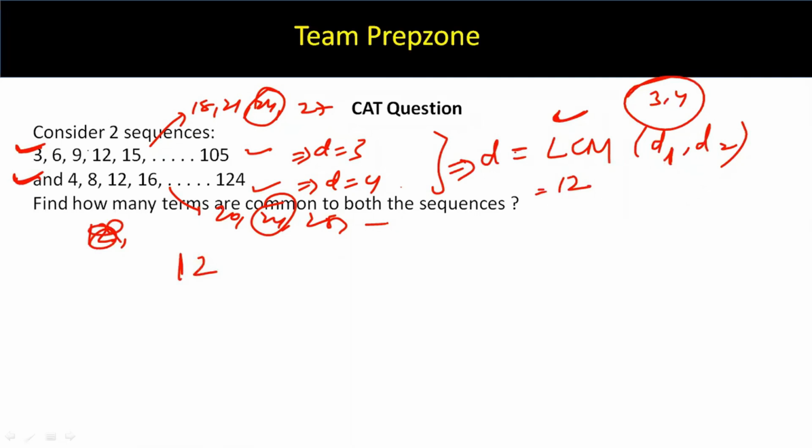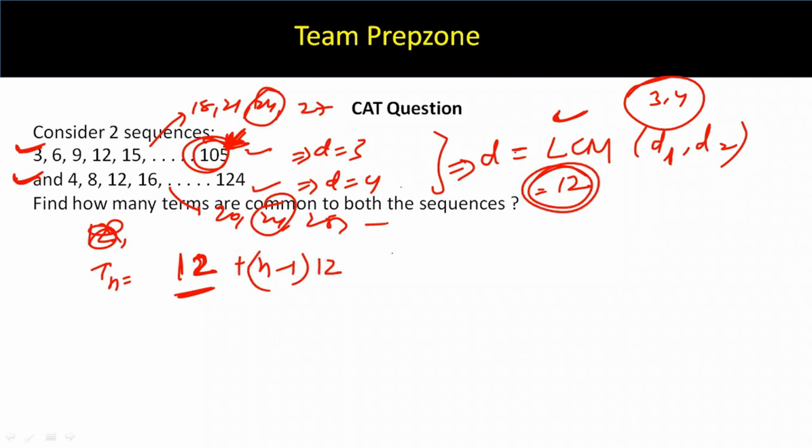अब मुझे पता है कि जो सबसे लास्ट कॉमन टर्म होगी, that can be 105, right? Because पहले sequence का maximum number कितना है? 105. इसका मतलब दोनों में जो common होगा वो maximum कितना हो सकता है? 105 हो सकता है. So what you write is, you write कि जो common term का nth term क्या होगा? It is, मुझे पता है first term is 12 plus n-1 into d, I have already calculated as 12. This nth term, which is the last term of the intersection wali sequence, has to be less than equals to what? 105.